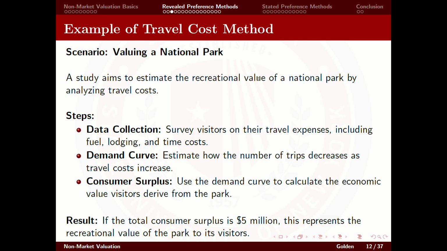We estimate the number of trips decreases as travel costs increase. We create a demand curve where we map quantities onto prices, and we use the demand curve to calculate the economic value visitors derive from the park. We figure out the consumer surplus. And if the consumer surplus is $5 million, that represents the value to visitors.